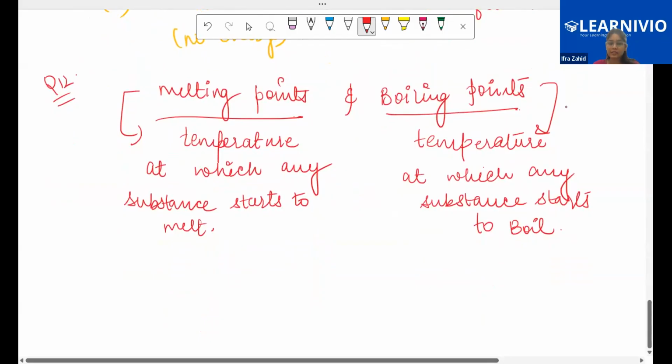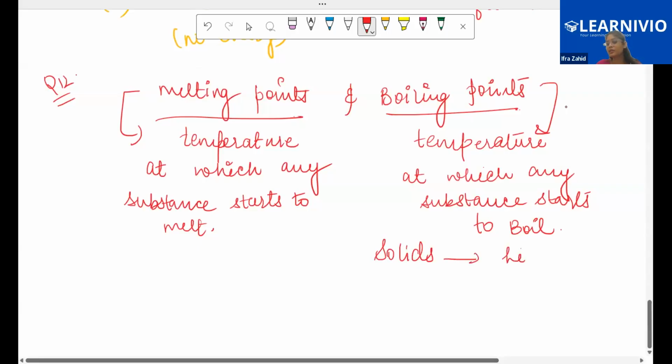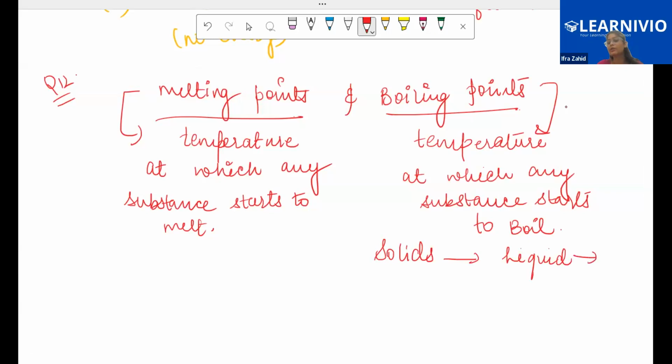See, solids, if you provide heat to the solid, it will break down, it will convert into liquid. And then when more heat is provided, that liquid will start to boil. Okay? Okay, ma'am.